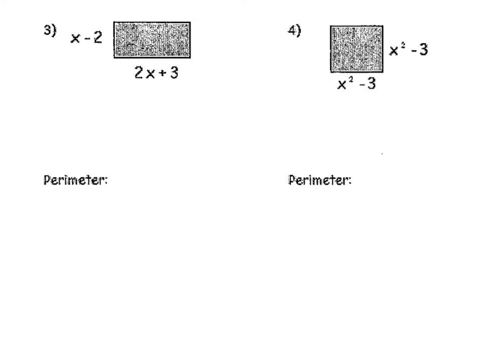All right, number 3 and number 4. Doing the same thing. You are filling in the blank sides. And then we're going to talk about, first add up all the x's together. 2x plus x plus 2x plus x. How many x's all together? 6x. 6x.